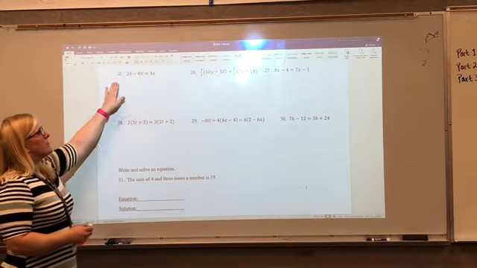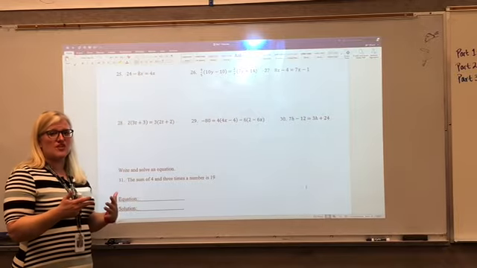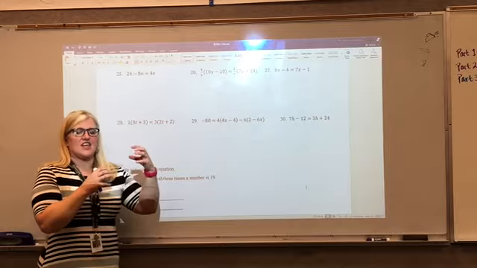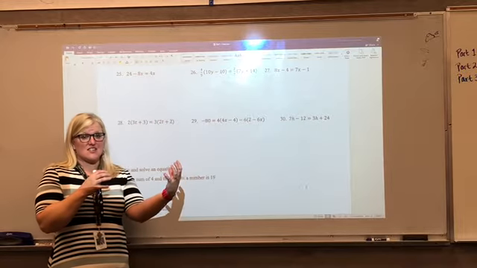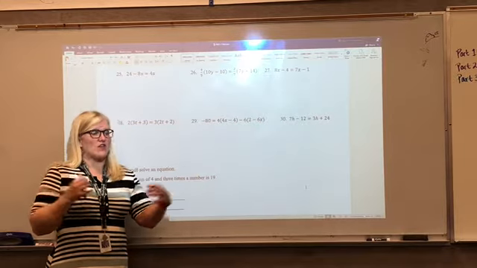Number 25 looks pretty simple, and there really isn't a whole lot to it. But you have to remember that you're trying to get the variable, in this case the x, on one side and the number, the constant, on the other side.